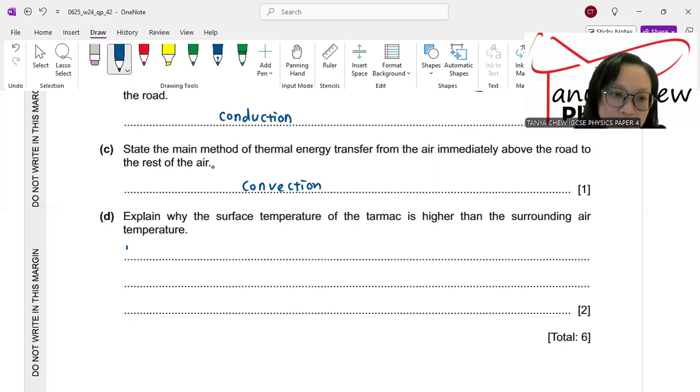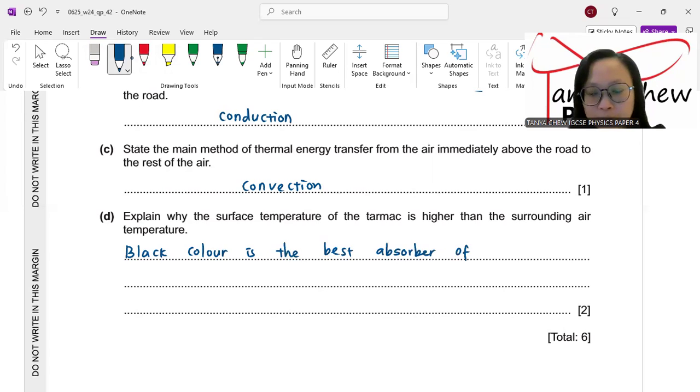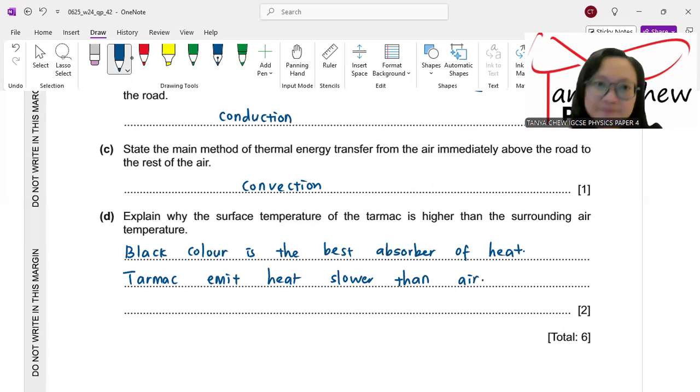Now, D, explain why the surface temperature of the tarmac is higher than the surrounding air temperature. So one of the reasons is because black color is the best absorber of heat, and the tarmac emit heat slower because it can absorb a lot of heat, so it would take longer time to emit heat compared to air. That is why the surface temperature is higher as compared to air.